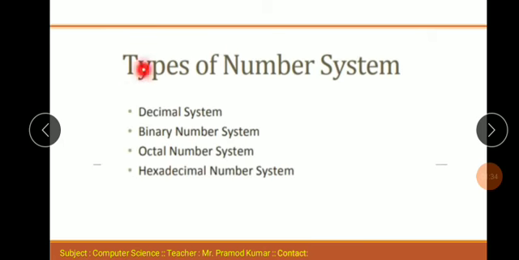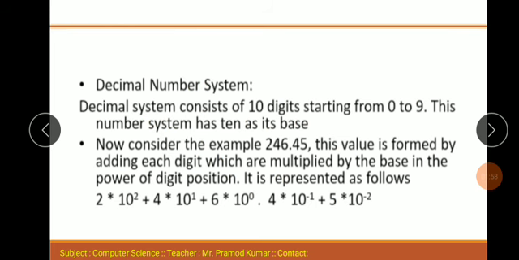After that, types of number system. There are 4 types of number system. First, decimal number system. Second, binary number system. Third, octal number system, and fourth, hexadecimal number system. So first, the decimal number system.